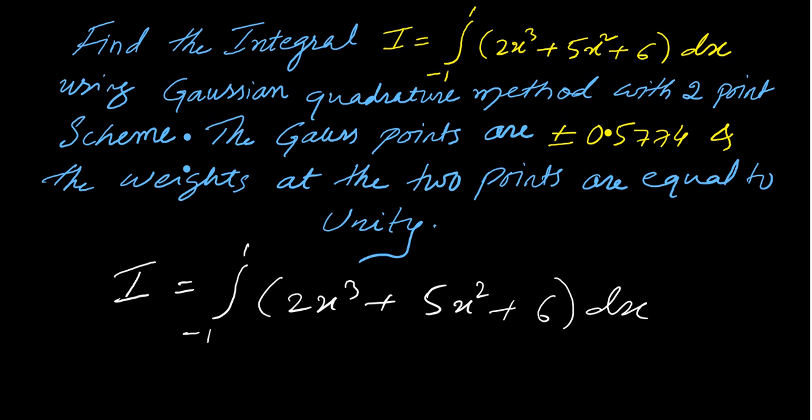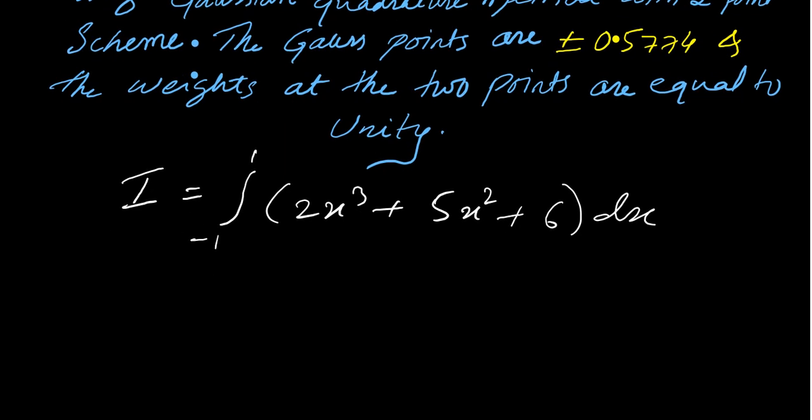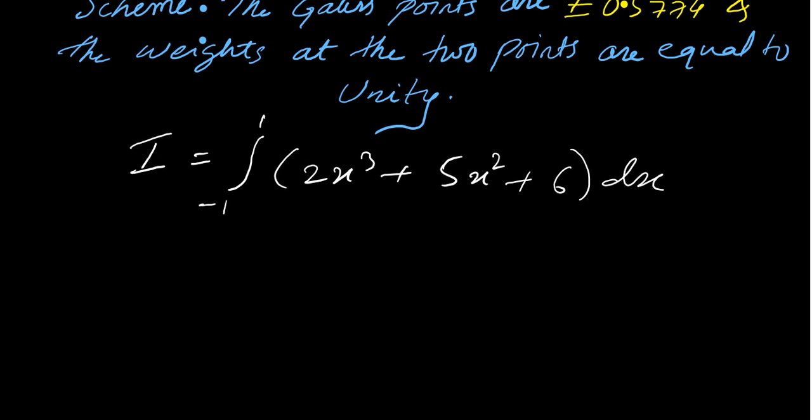So using the Gaussian quadrature method with the 2-point scheme, the Gauss points are plus or minus 0.5774 and the weights at the 2 points are equal to unity. So this is the given problem. Now using the Gaussian quadrature method, you need to find the solution.